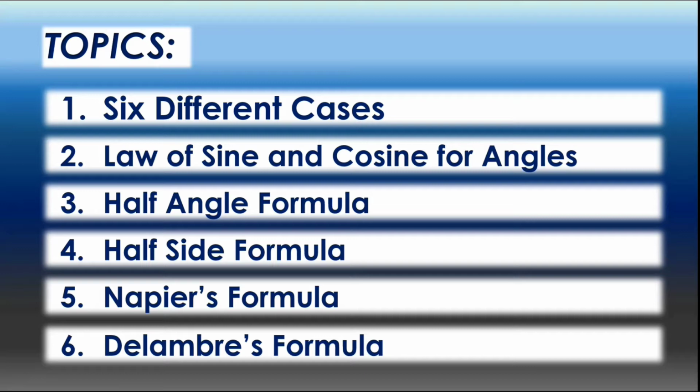By the way, we're going to focus more on number two, which is the law of sines and law of cosines for sides and for angles. So we're going to have problems to be solved using the said laws. For subtopics 3, 4, 5, and 6, we're just going to have the list of the formulas. For example, what are the half angle formula, what are the half side formula, and so forth. It is just more of knowing what the said formulas are.